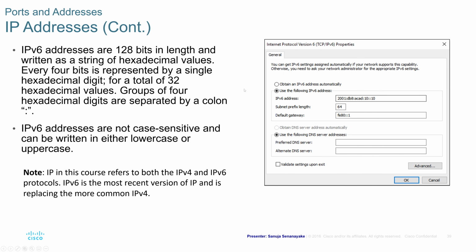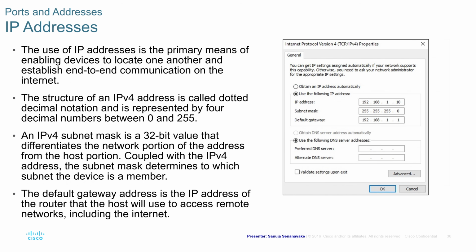IPv6 addresses are 128 bits in length and written as a string of hexadecimal values. Every 4 bits is represented by a single hexadecimal digit for a total of 32 hexadecimal values. Groups of 4 hexadecimal digits are separated by a colon. So this is an example of an IPv6 address. Again, I will do a separate video on how IPv6 addresses are done. For now, just remember that IPv6 has 128 bits, and in IPv4 we have 32 bits.